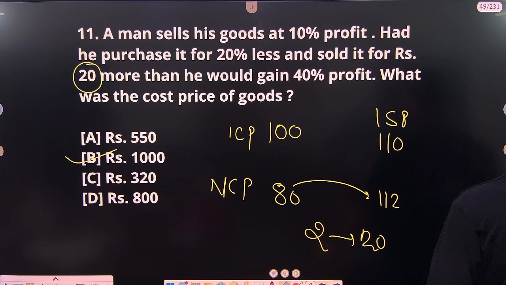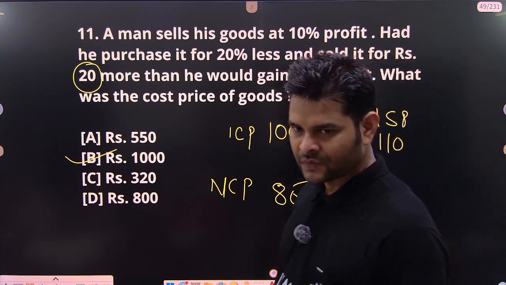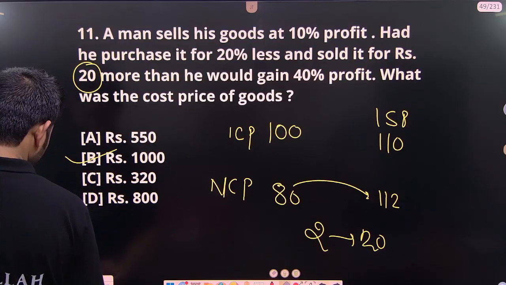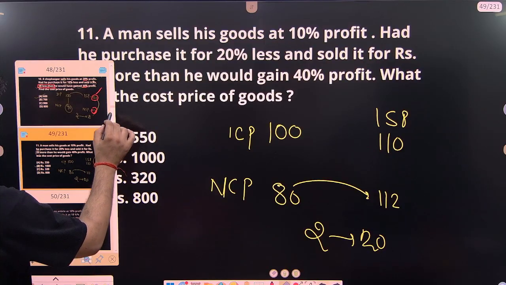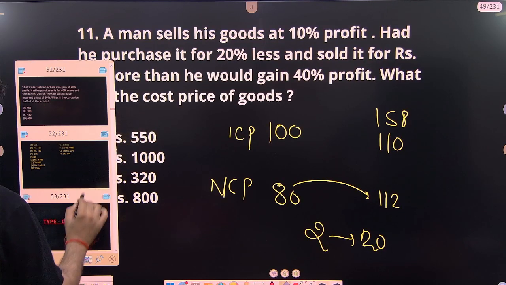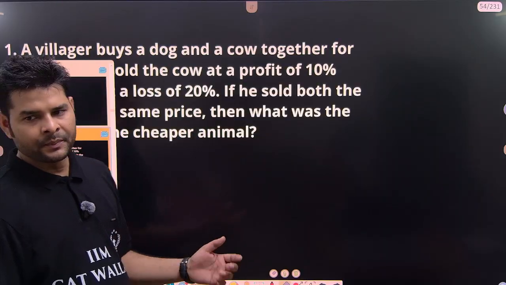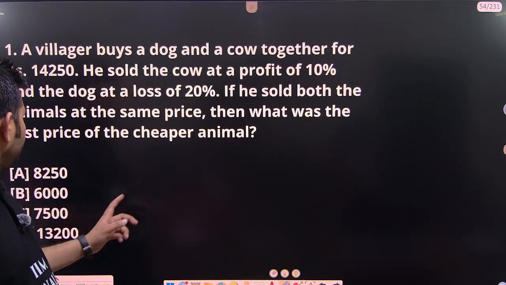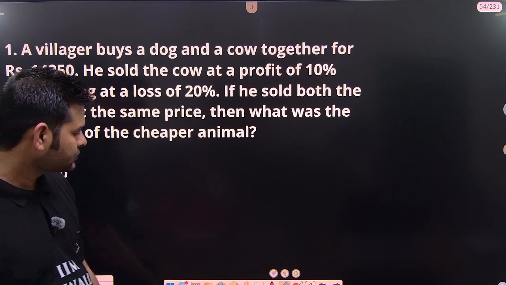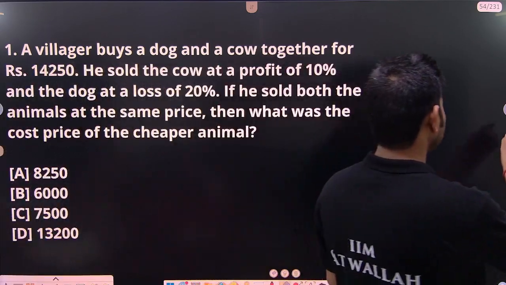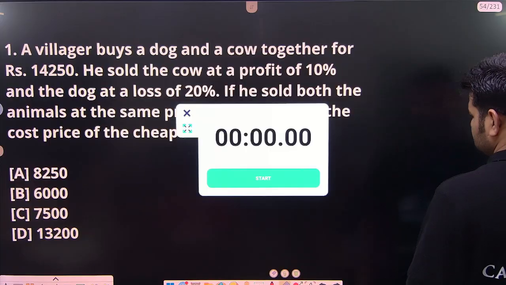Okay, so now we are going to move on to type 4. We have already finished type 3. Type 4, again we have been given some condition and we need to fulfill that condition. Take your time. At least 30 seconds you need to take.